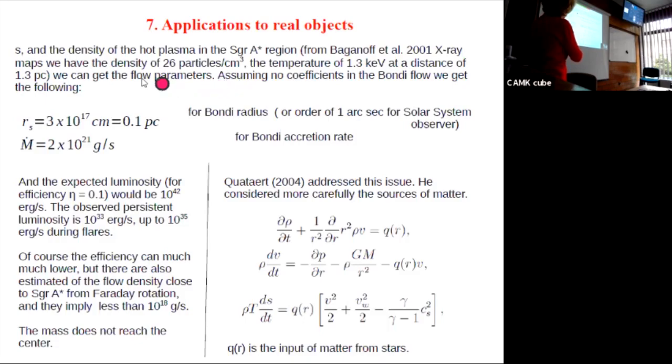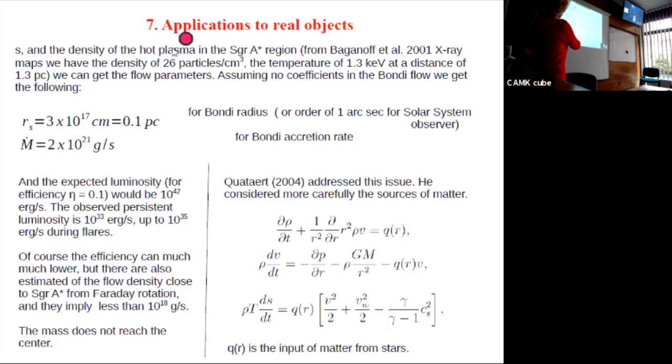the Bondi radius and the accretion flow, because we can measure the temperature from Chandra maps. They measure the center quite well, and the temperature is more or less 1.3 keV, which is 10⁷ kelvins, if you prefer. This is in soft X-rays.